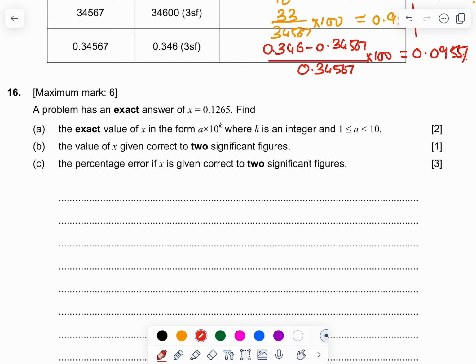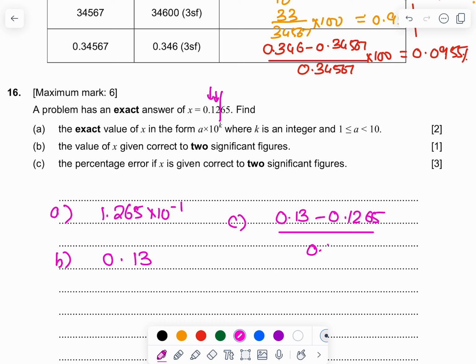So what is the exact value of x in the standard form? 1.265 times 10 power negative 1. The value of x given correct to two significant figures. Two significant figures, first 2, draw the line, so it becomes 0.13. The percentage error if x is given to two significant figures. So what should I do? 0.13 minus original value 0.1265 divided by 0.1265 original value times 100, which is going to be 2.77%.